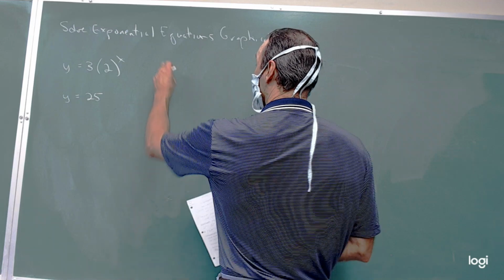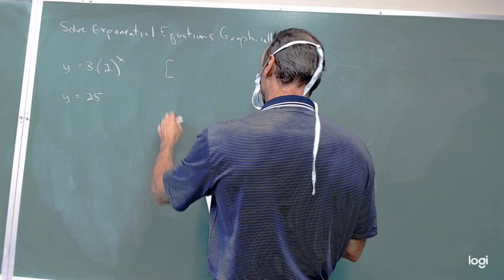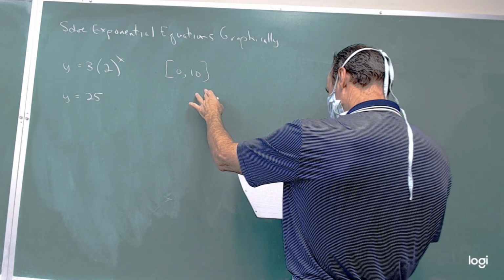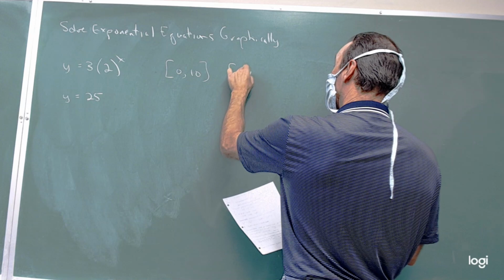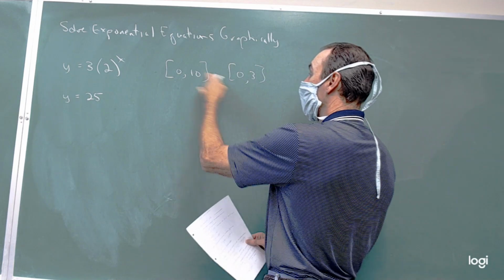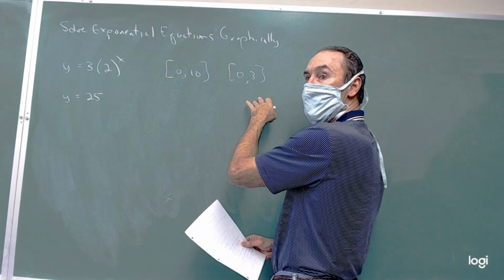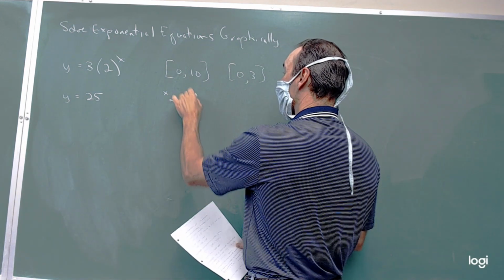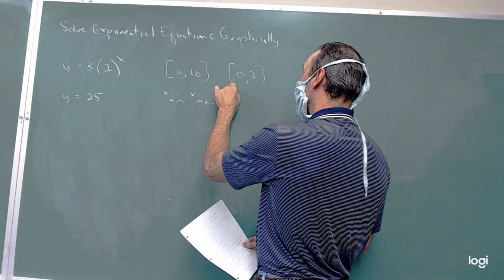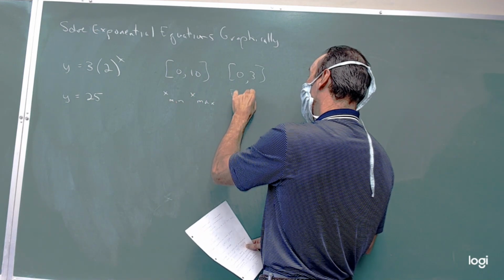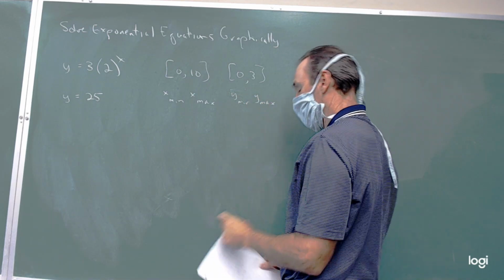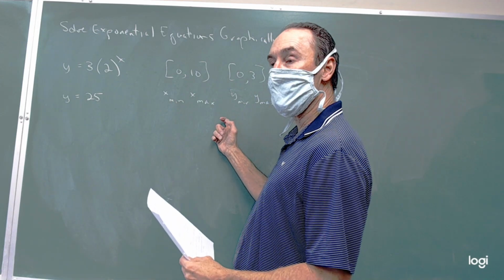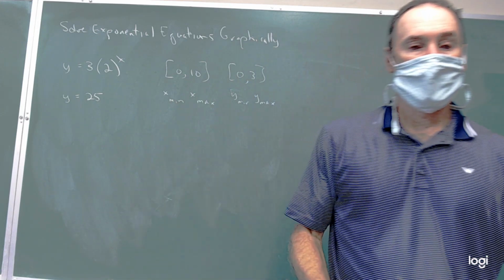I'm going to choose a window, and when I write this notation, 0, 10 in brackets, and then 0, 3, I'm always telling you this is the X window followed by the Y window. So this notation means I'm telling you what to use for X min and X max, and what to use as Y min and Y max. So we're going to enter this into our calculator, Y1, Y2, put our window in, and then we'll talk about how to find that point of intersection.